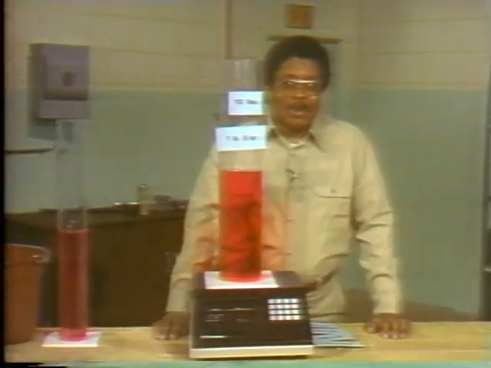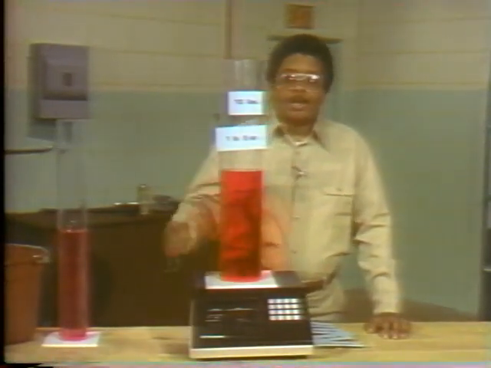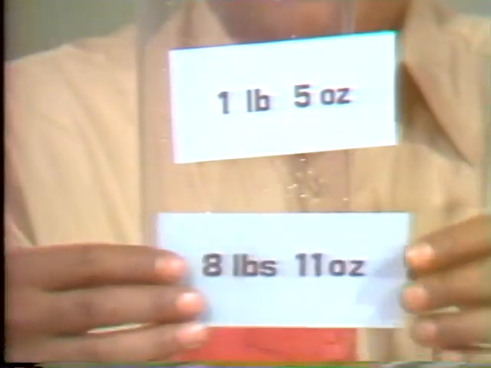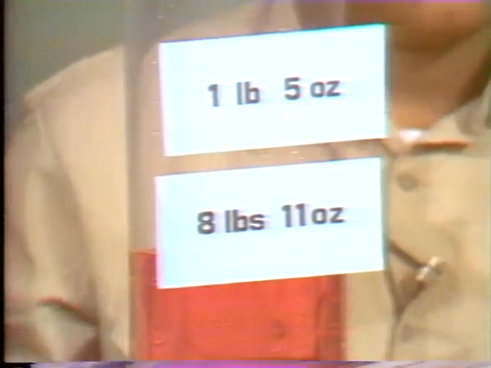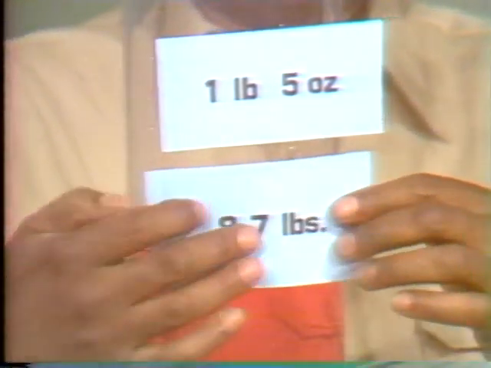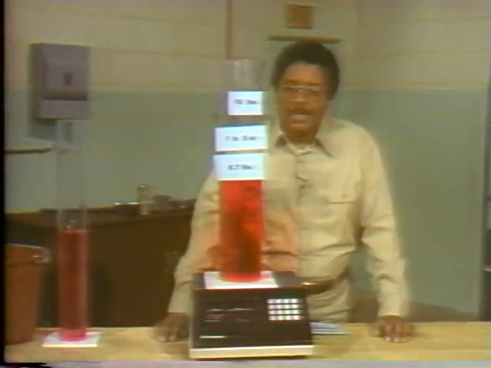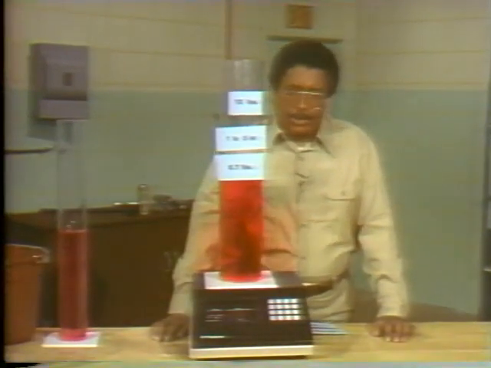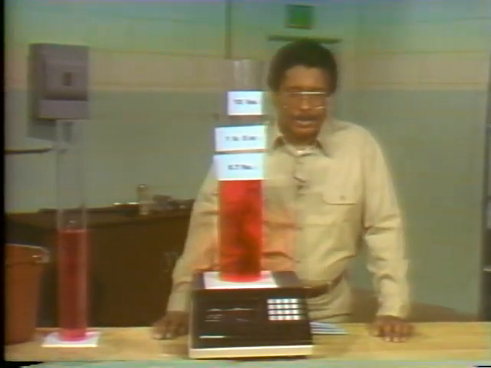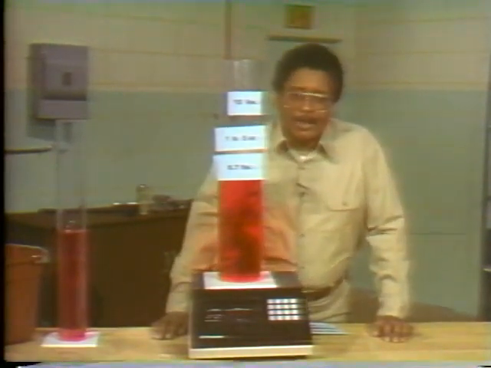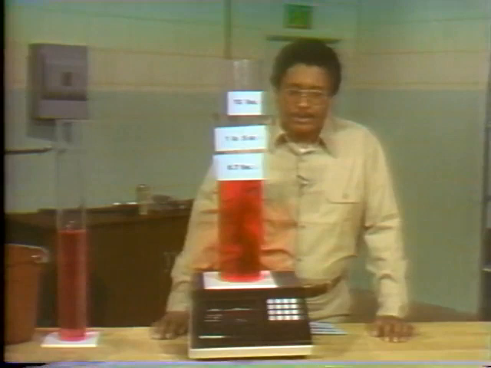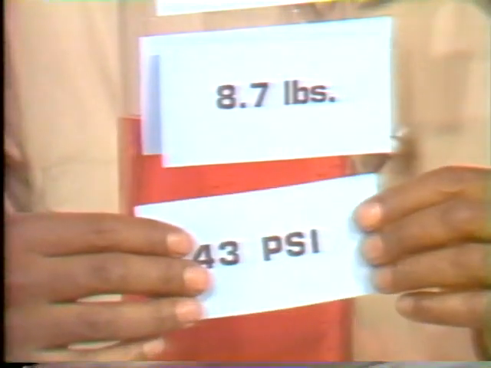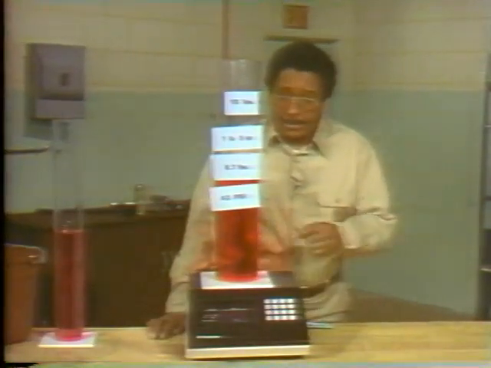Next, we subtract the weight of the container, which is 1 pound, 5 ounces, and 1 pound, 5 ounces from 10 pounds leaves 8 pounds, 11 ounces. And that's about 8.7 pounds. So, the force exerted by the water is approximately 8.7 pounds. Since that 8.7 pounds is exerted over an area of 20 square inches, we divide 8.7 by 20 in order to get the pressure expressed in pounds per square inch. Doing the math, we get approximately 0.43 pounds per square inch, and this is the pressure on the bottom of this container.